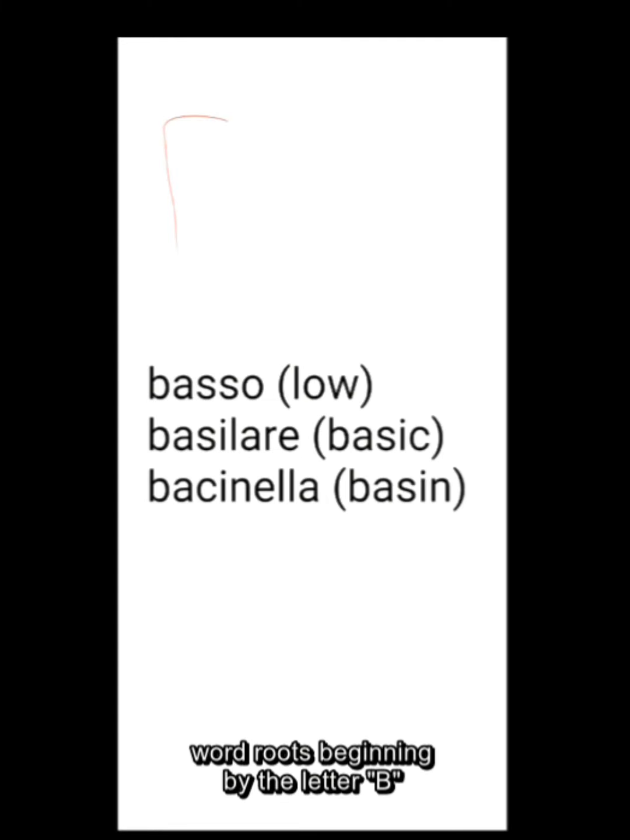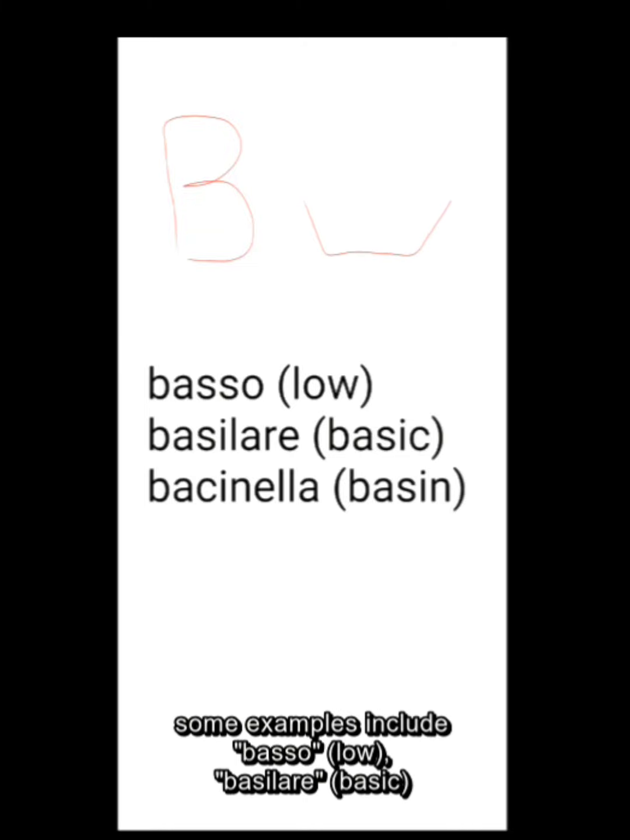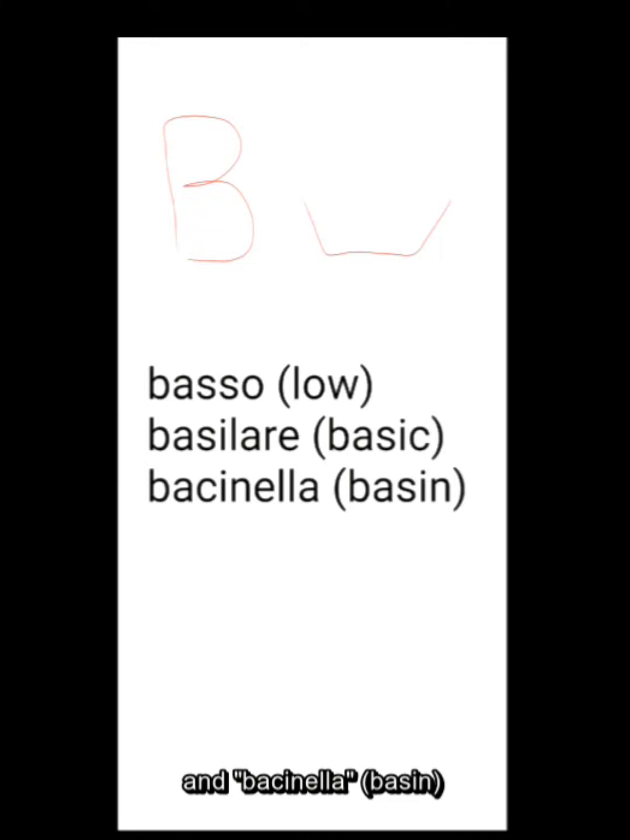Word roots beginning by the letter or the sound B include concepts like container, low, and basics. So we can use this symbol for association. Some examples include basso, low, base, or basilare, basic, and bacinella, basin.